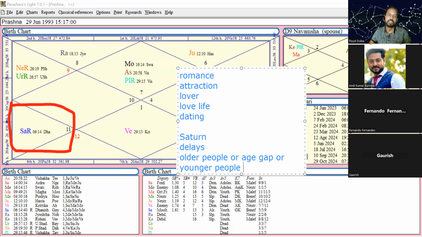Similarly, a woman is 50, 60, and Saturn is involved. She can't go with an 80-year-old guy, you know. So she will go for someone who is younger. Right? So Saturn is the lord of time. It is not just old. It means a lot of time. So time gap comes, age gap comes. That is the most important thing.